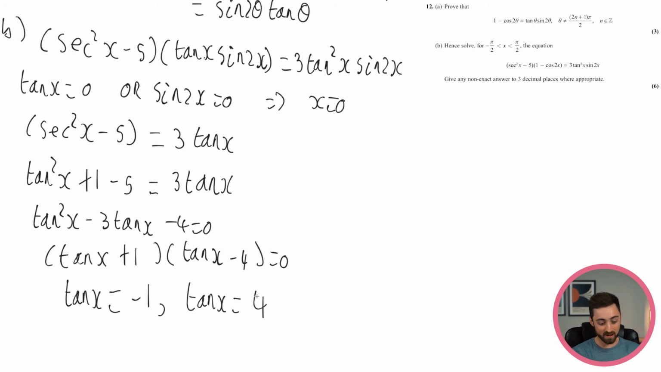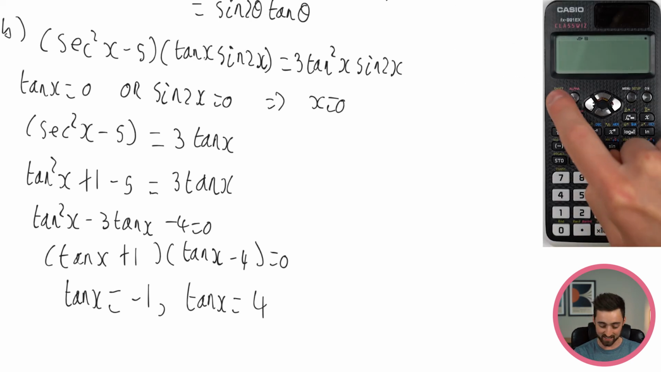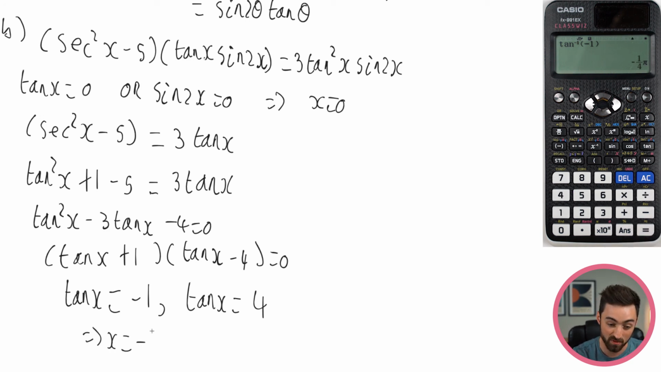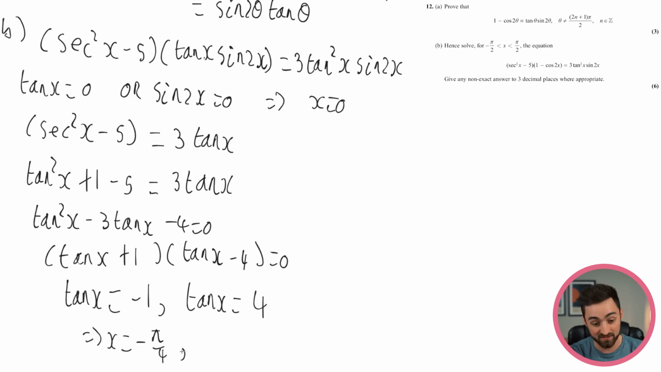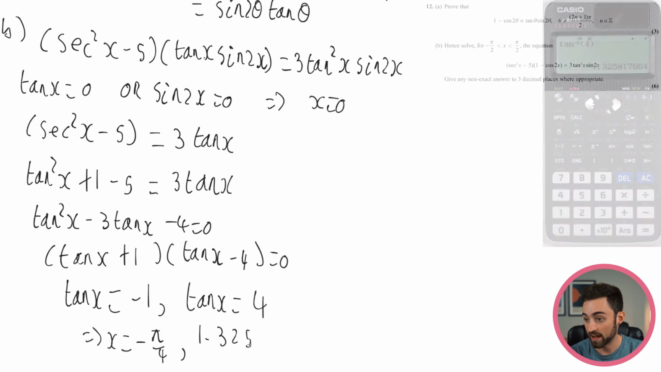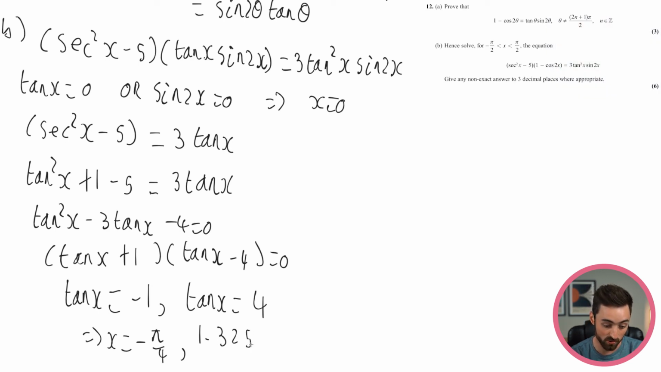So the inverse tan of minus 1, making sure that my calculator is in radians this time. So let's do that before anything: angle unit, radians. So the inverse tan of minus 1 is going to get me minus pi by 4. So this is going to lead me to x equals minus pi by 4. That's nicely in range, isn't it? And then the inverse tan of 4 is going to get me what? That is going to get me 1.326, three decimal places where appropriate. And that is within the range because, you know, pi by 2 is around 1.5, so this is just below that. And I reckon that is all of my solutions. Whew.